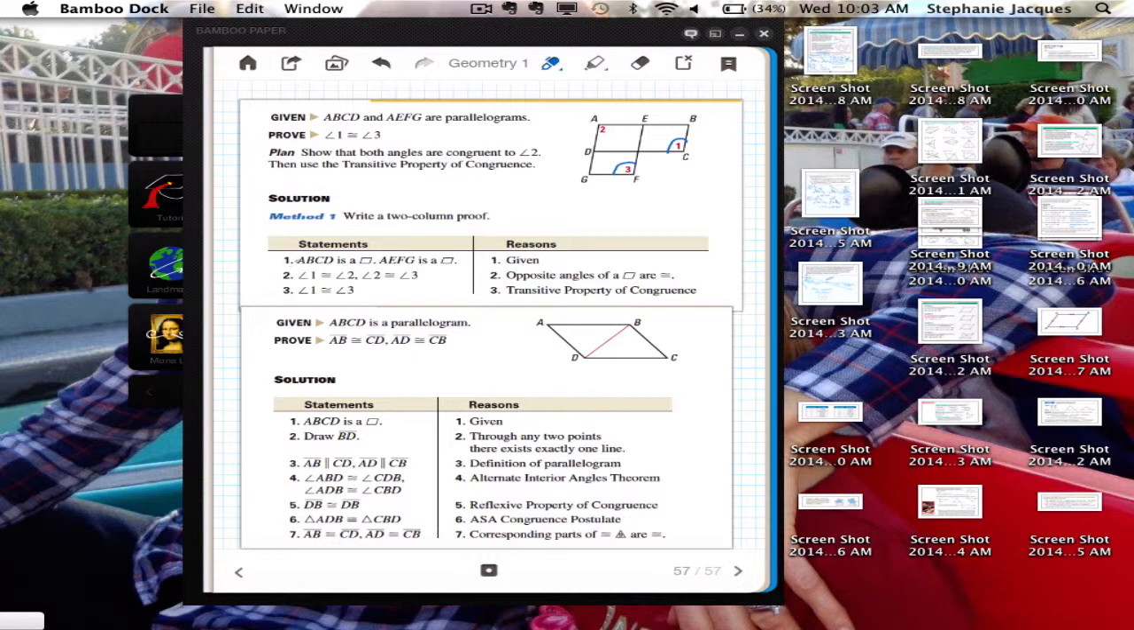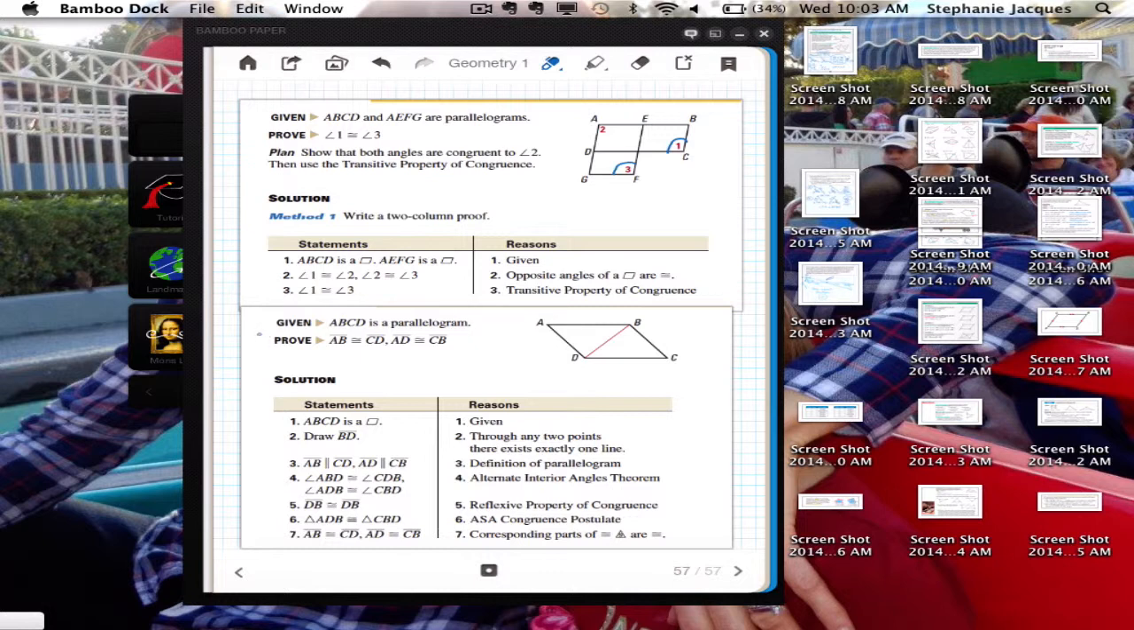So what they started with was, they said, okay, ABCD is a parallelogram, and AEFG is a parallelogram. That's given. We always start with our given. The second thing that they state is that angle 1 is congruent to angle 2, and angle 2 is congruent to angle 3. And the reasoning for that is that opposite angles of a parallelogram are congruent. Then they end with angle 1 is congruent to angle 3, and that's just the transitive property, because if 1 equals 2 and 2 equals 3, then 1 therefore must equal 3.